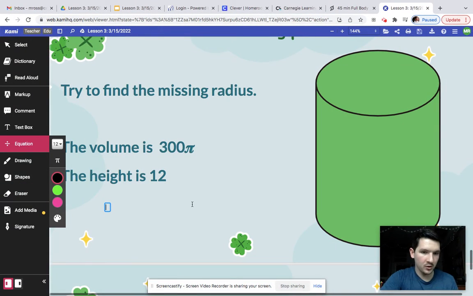Again, we know that volume is going to be 300 pi. So let's simplify that and do 300 times 3.14, and now we have 942 equals, we know our height is 12, we know that pi is 3.14, but what we don't know is that radius squared. Let's solve everything we know how to. We can simplify that multiplication: 12 times 3.14, and now we have 942 equals 37.68 times the radius.